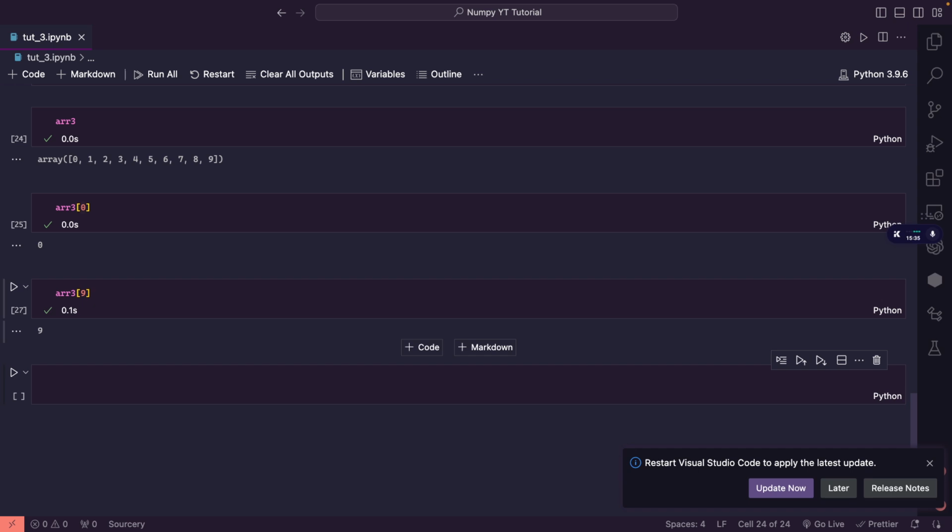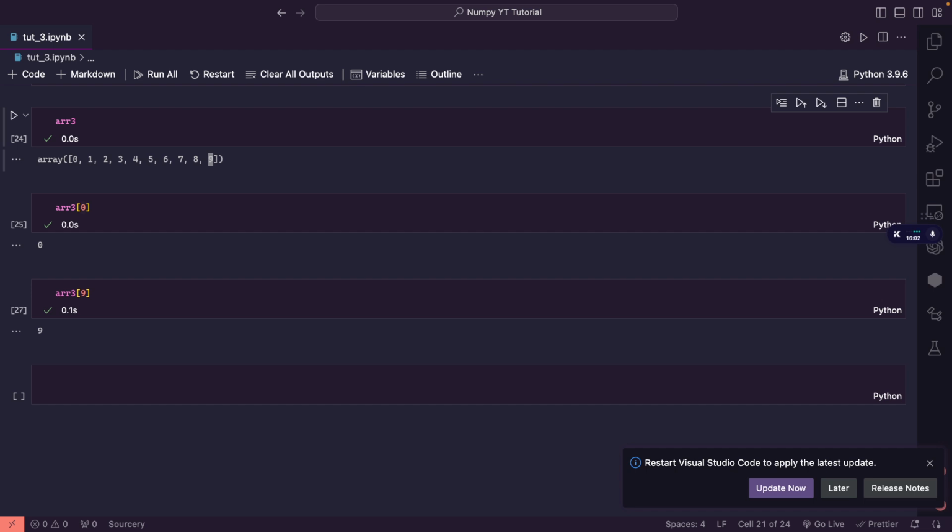If you give it 9, what does it mean? It means the position of the ninth index, which is the 10th element. So it does not work like I'm giving it the value of 9 and getting the ninth element. It does not work like this.